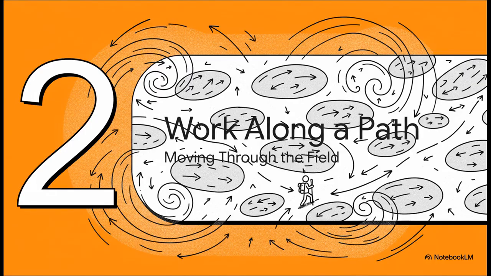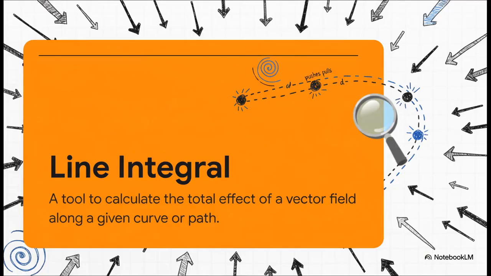Okay, so we've got our map. Now let's start moving through it. What happens when you try to walk through this field of forces? How do we measure the total effect it has on you? For this, we need a tool called a line integral. It sounds complicated, but the idea is actually pretty simple. If you're walking along a path through this field, the line integral basically adds up all the little pushes and pulls you feel from the field along your entire journey. It tells you the total effect the field had on you.